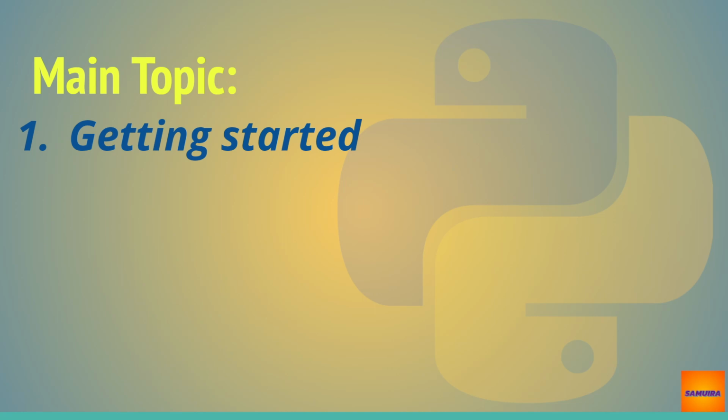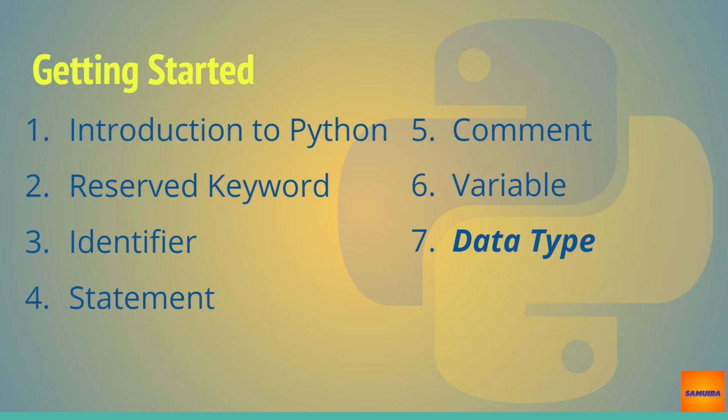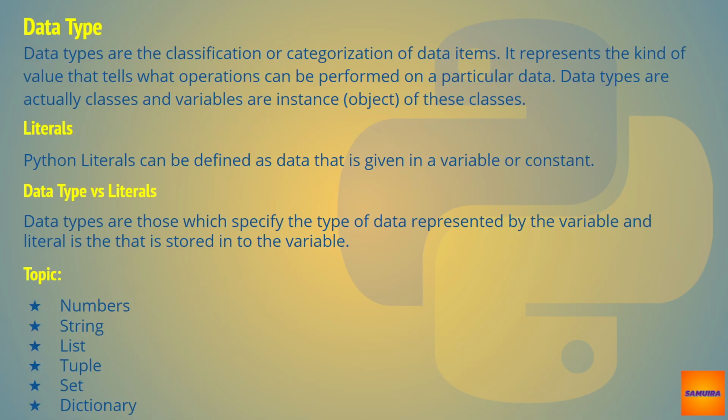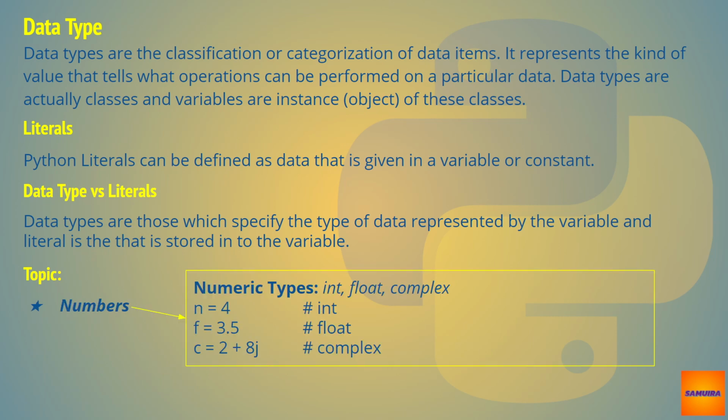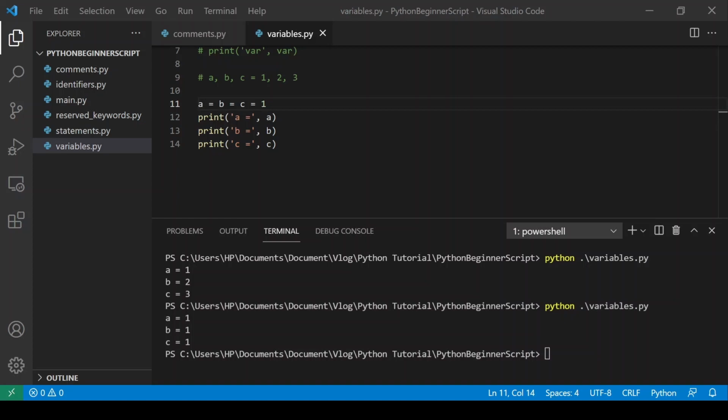Today we will discuss data types in Python from the getting started section. Let's get started, guys. Python is a dynamically typed language. We don't have to declare the type of variable while assigning a value to a variable.